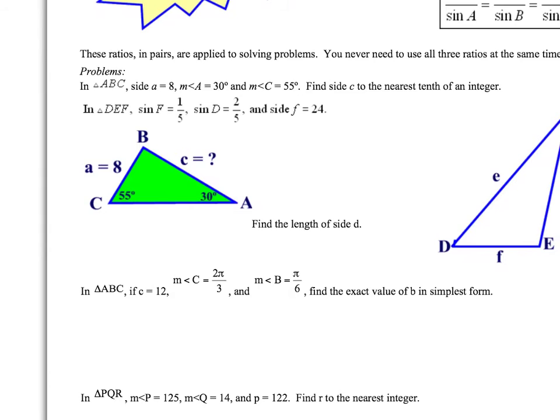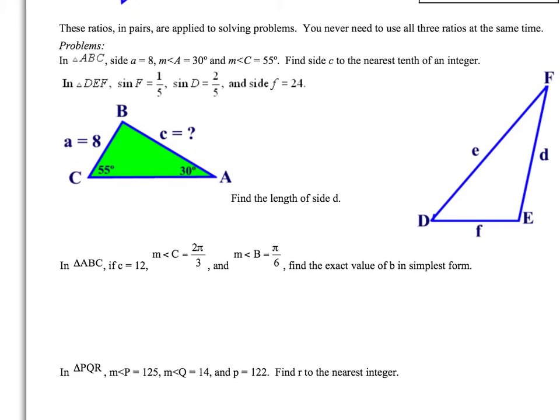Alright, so it says, in triangle ABC, side A is 8, angle A is 30 degrees, C is 55, angle C there. Find side C to the nearest tenth of an integer. It did not really give us much room for this, and my wording on my sheet here has kind of two problems in one. So let's work on this green triangle first, and then we'll work on triangle DEF afterwards.